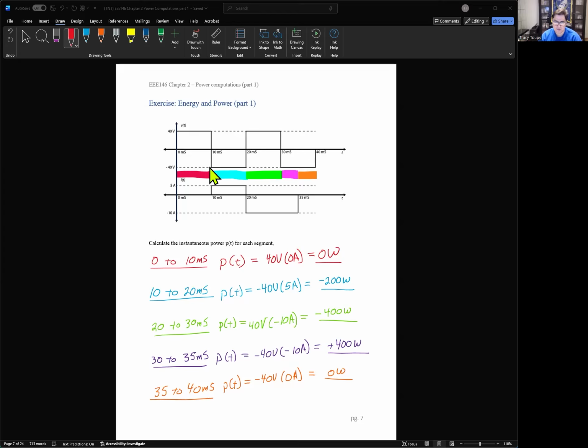So from 10 to 20 milliseconds, we're going to have to calculate instantaneous power here, the light blue. So from 10 to 20, instantaneous power, p(t), is equal to negative 40 volts times 5 amps. So we're going to have negative 200 watts for this middle area here.